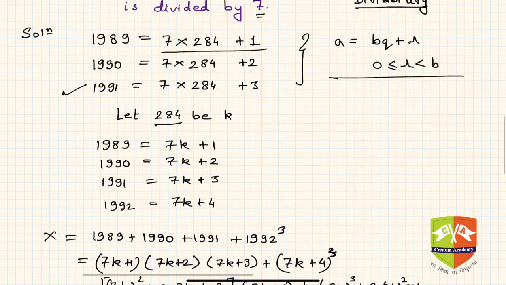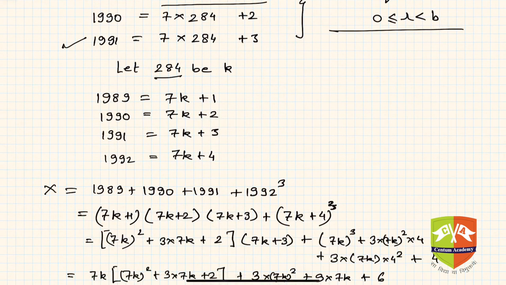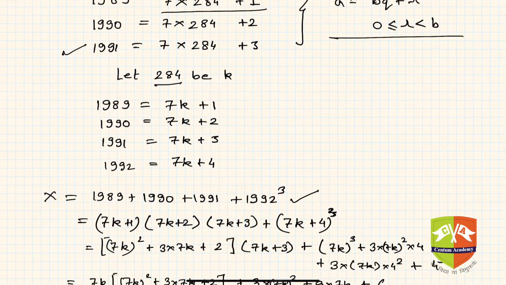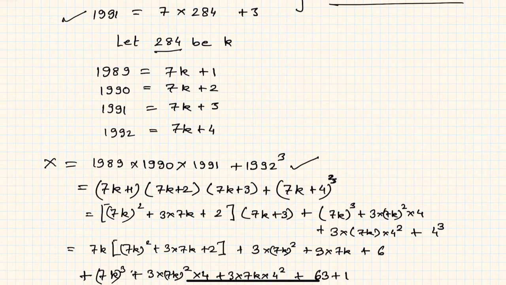Now let us take the given expression, and call it x. X equals 1989 plus 1990. I'm sorry, I have written it a little wrongly. It's not plus, it's multiplication in both places. So x is 1989 into 1990 into 1991 plus 1992 to the power 3. Expressing this in terms of what we just did: 7k plus 1, 7k plus 2, 7k plus 3, plus 7k plus 4 whole cube.